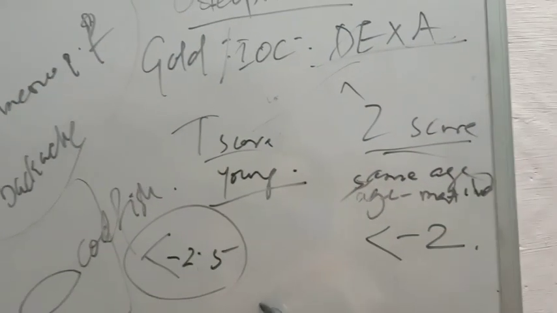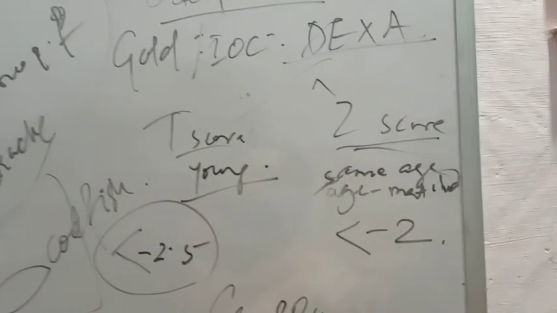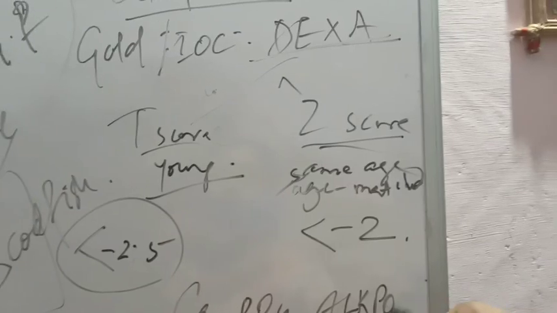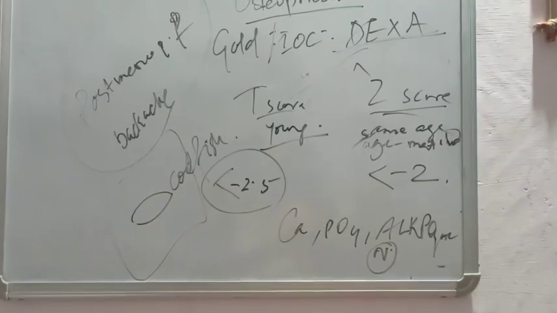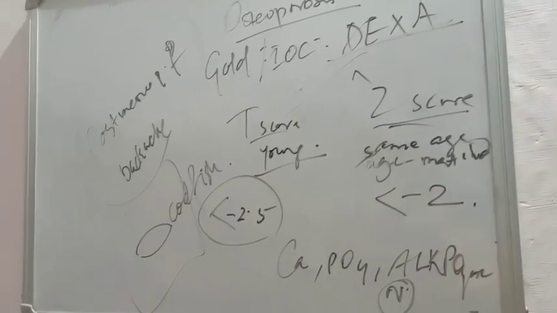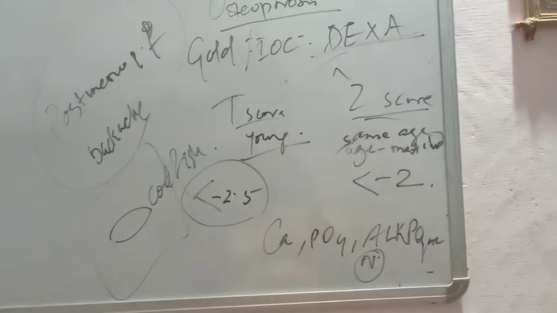And another important thing is biochemical parameters are normal. Her calcium, phosphate and alkaline phosphatase all are normal. This is a very important point. It comes in MCQ. Everyone, see the codfish vertebra image from Google.